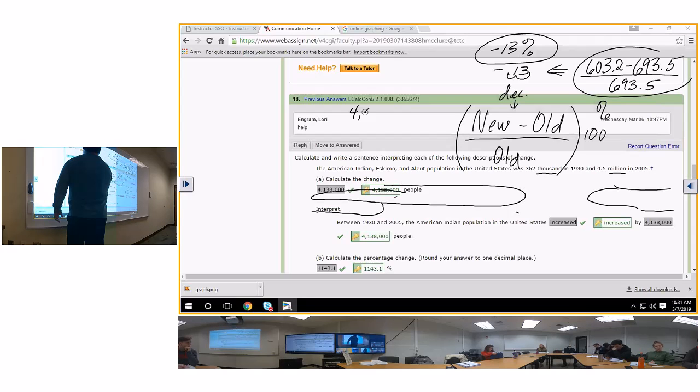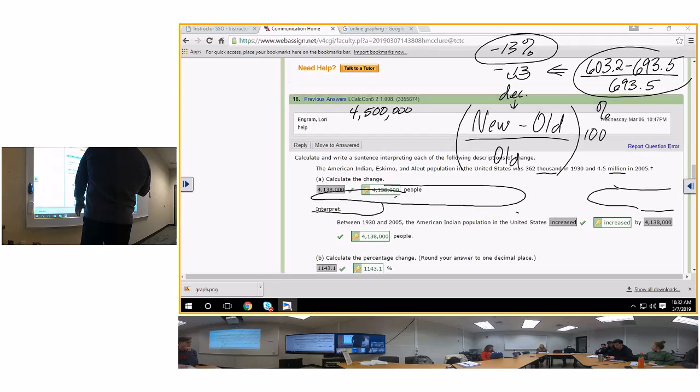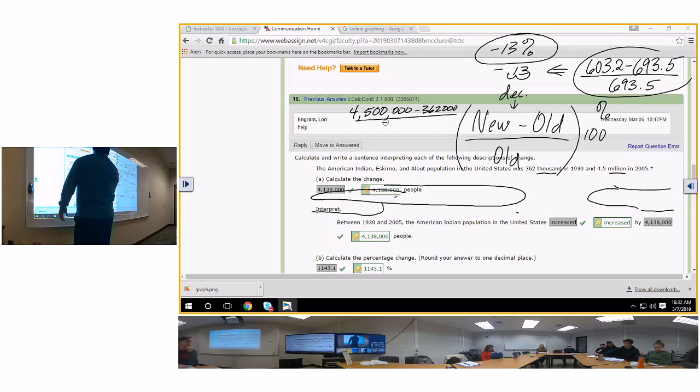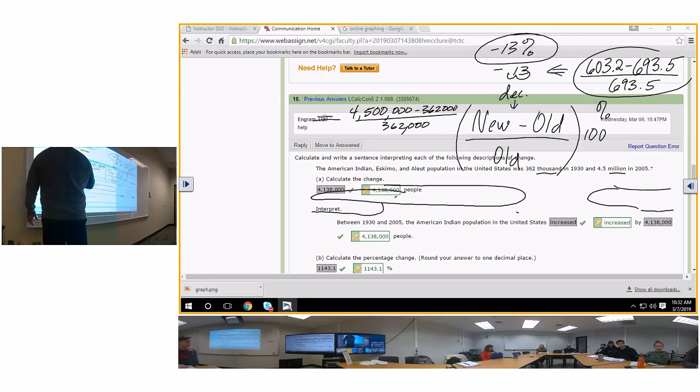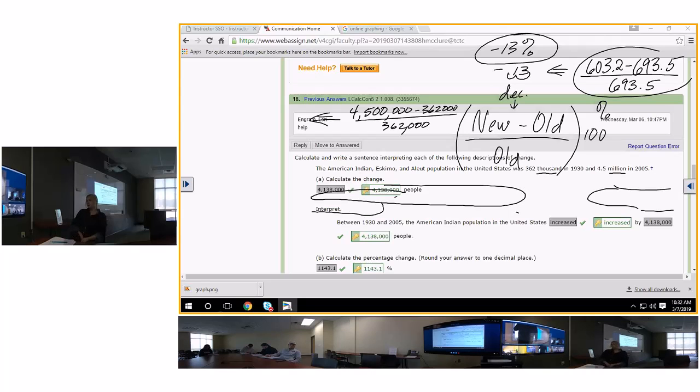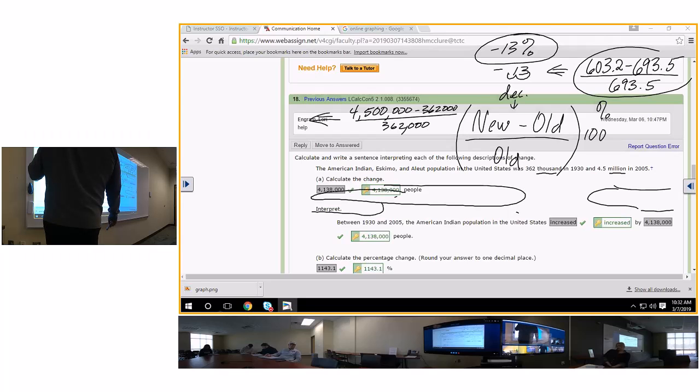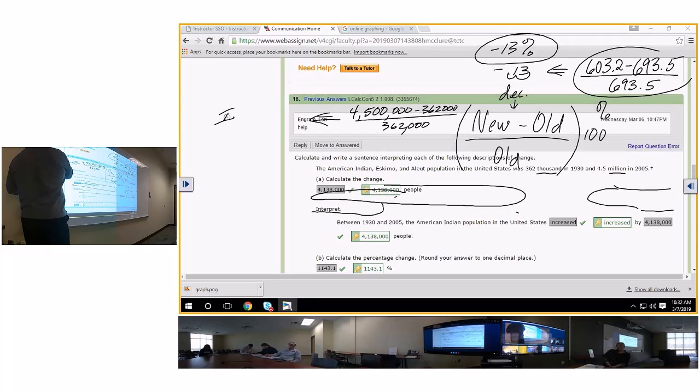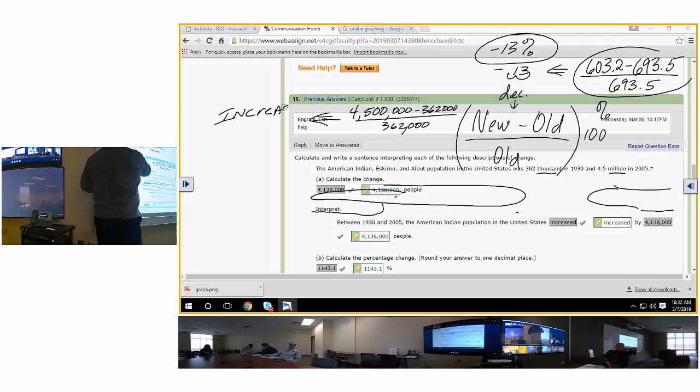So 4,500,000. That's the new, new minus old, 362,000, divided by 362,000. Now you could do it by scientific notation if you wanted to. I don't care. But somebody tell me what you get. Just give me the decimal to 4 places, please. It's going to be positive. Why? Because 4 million is greater than 360,000. So it's going to be positive, so it's an increase. You can either write it as a positive percentage, or you can say increased, and then give me the 4 digits, 4 decimal places.